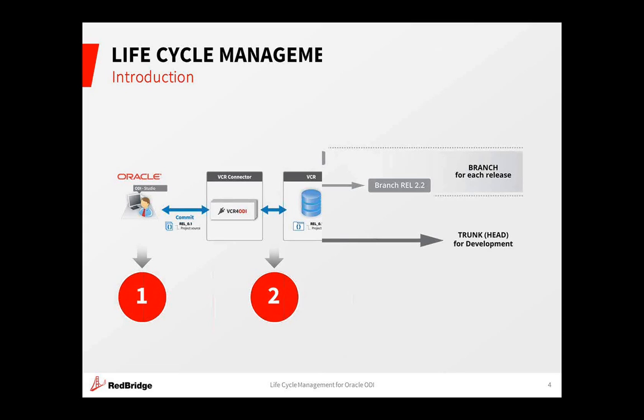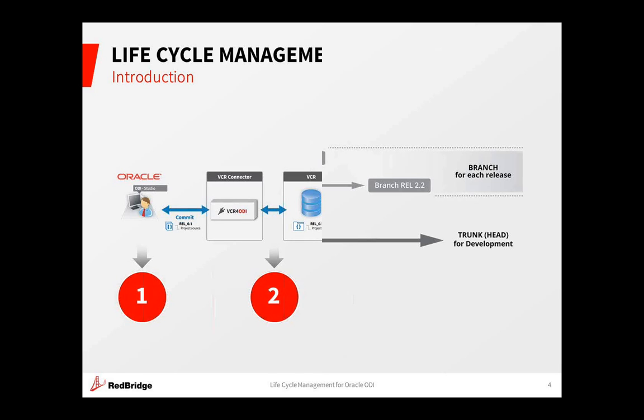A very important first thing to do when you want to do lifecycle management is to have an agreement on your versioning strategy. A very commonly used strategy is that you have your trunk, the head development, and you continue to develop on that, and every time you have a new release you branch it. Like you see in this slide, we have the trunk with the branches release 2.1 and 2.2, and we continue to develop in the trunk.